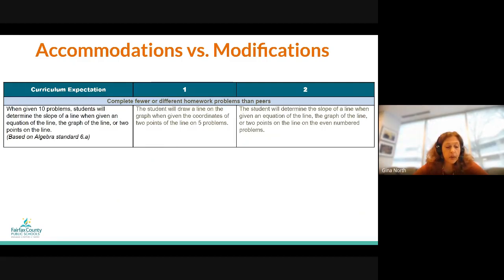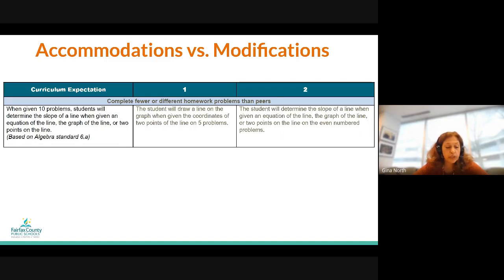For this example, column number 1 is providing the student with a modification. The task is different here, where we are asking the student to draw a line when given 2 coordinates. The student in this case is not expected to determine the slope of a line when given an equation. The student is still learning about graphs, but at a different level.